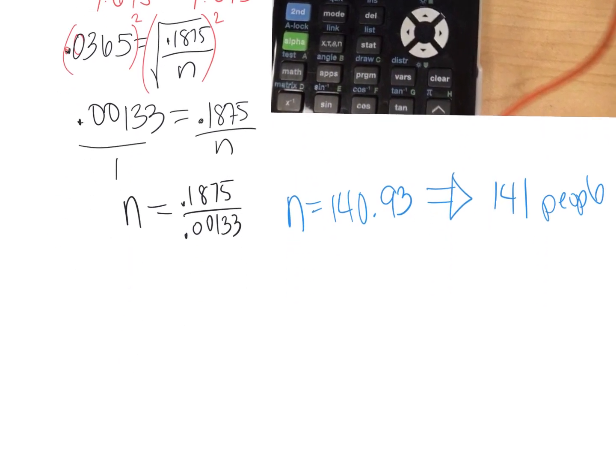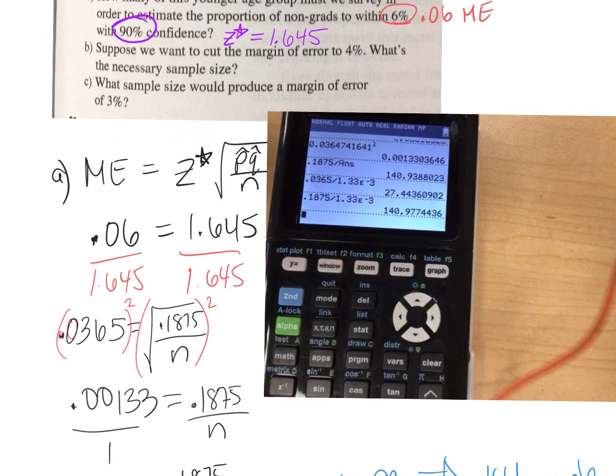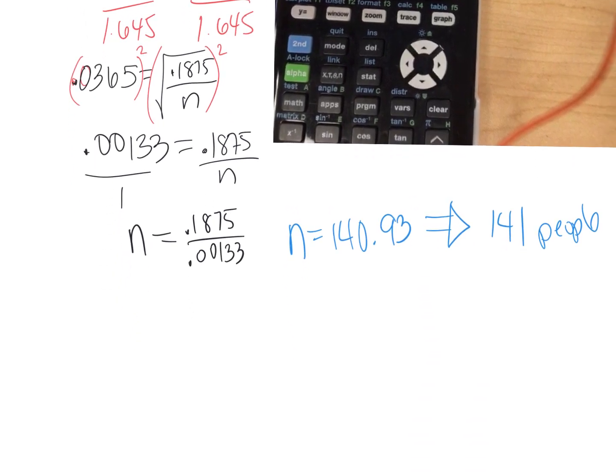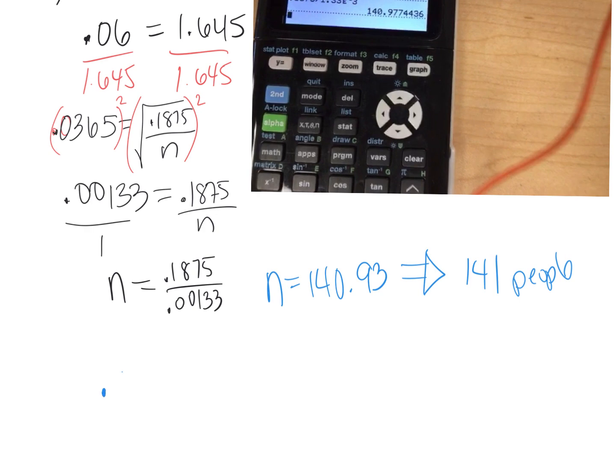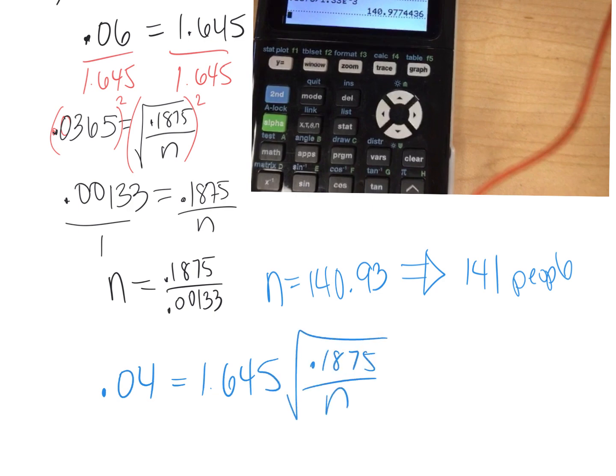Okay, then part B says, suppose we want to cut the margin of error to 4%. What's the necessary sample size? Okay, well, how does that change this calculation? Everything stays the same except this becomes 0.04 times the square root of 0.1875 over n. Right, I already did that calculation. I'm just going to do it real quick. Then I can get this in the calculator. 0.04 divided by 1.645, square it. 1.875.